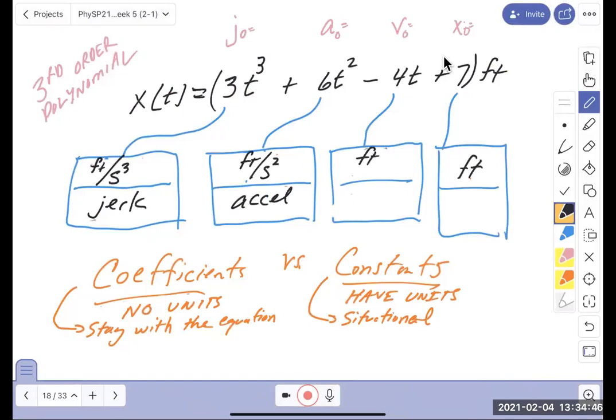And then what would the next one be? Just feet per second. Just velocity, which happens to be V naught. And then the seven is just X naught. That is just feet.